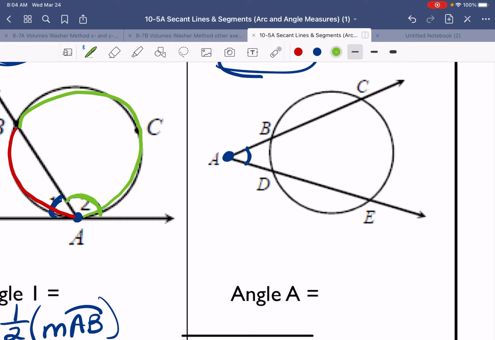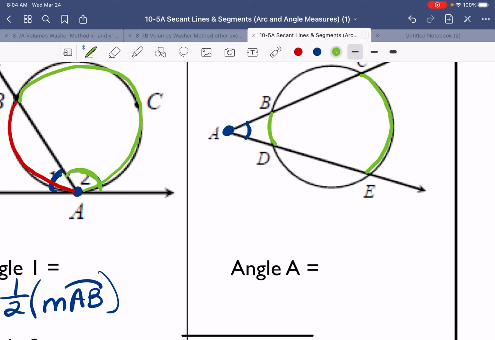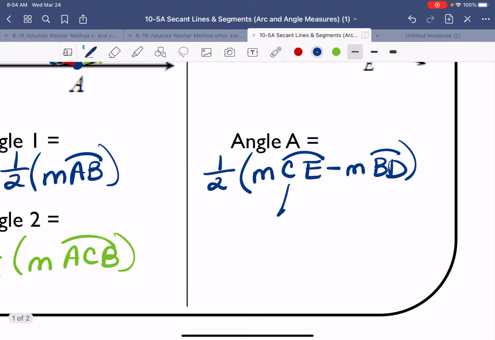Now, if I look at the intersection that's outside of the circle, you'll notice you have two arcs connected to that angle, and the arcs we're focusing on are the ones that face that angle. We have this inside arc and this outside arc. The formula for angle A is 1/2 times the measure of the outside, or larger, arc, CE, minus the measure of the little arc, BD. So a good way of remembering it is 1/2 times the measure of the big arc minus the measure of the little arc.